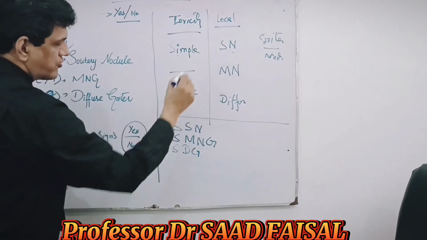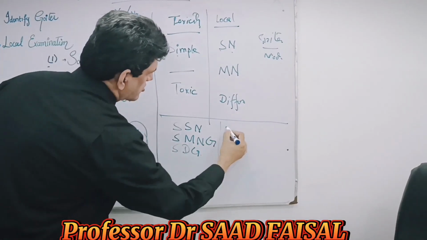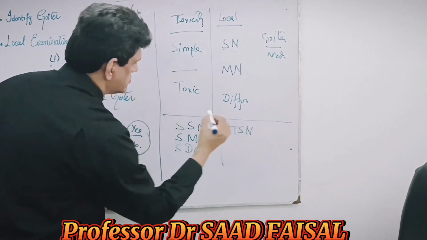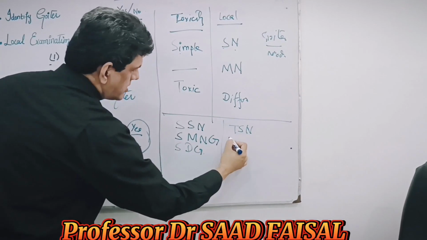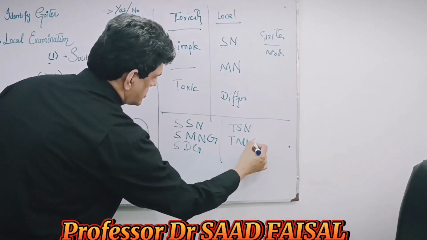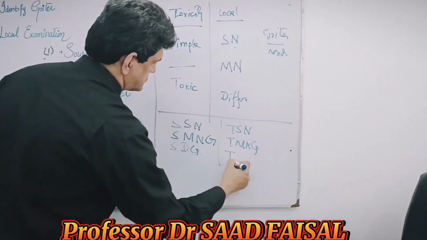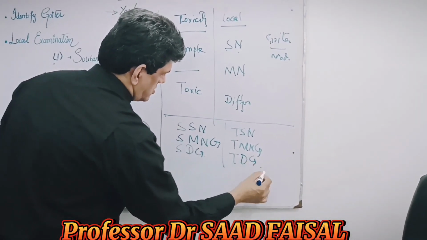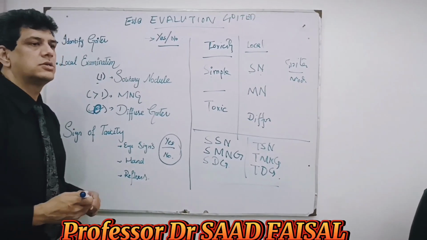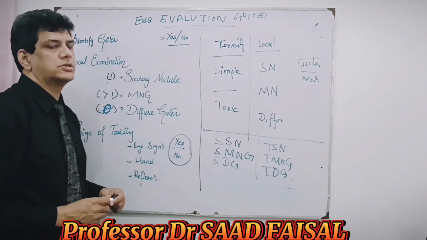And then toxic solitary nodule, or toxic multinodular goiter, or toxic diffuse goiter. Alright? Is it simple? Thank you very much.